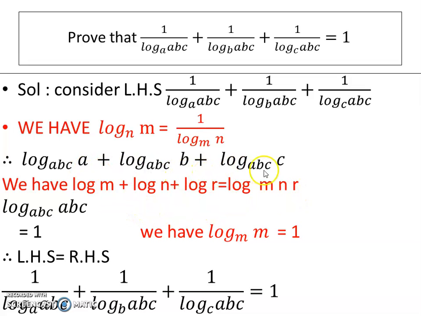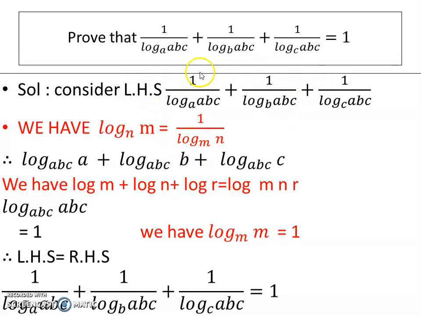So a into b into c, we derive ABC, and the base is the same, ABC. We most probably know that log m to the base m is equal to 1. That's why log ABC to the base ABC is 1. So we derive RHS is equal to 1. Hence we prove that 1 upon log ABC to the base A plus 1 upon log ABC to the base B plus 1 upon log ABC to the base C is exactly 1.